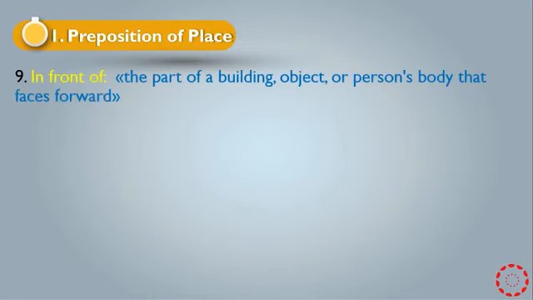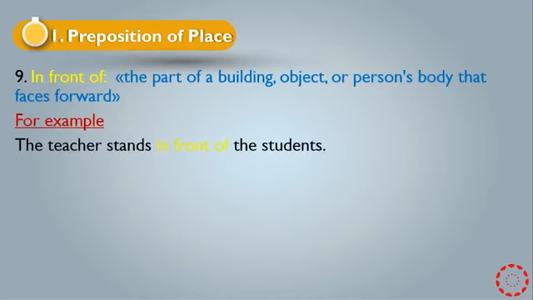Another one we have is in front of. The part of a building, object or a person's body that faces forward. When something is forward of another thing, it's called in front of. For example, the teacher stands in front of the students. As you see, the apple is in front of the box.